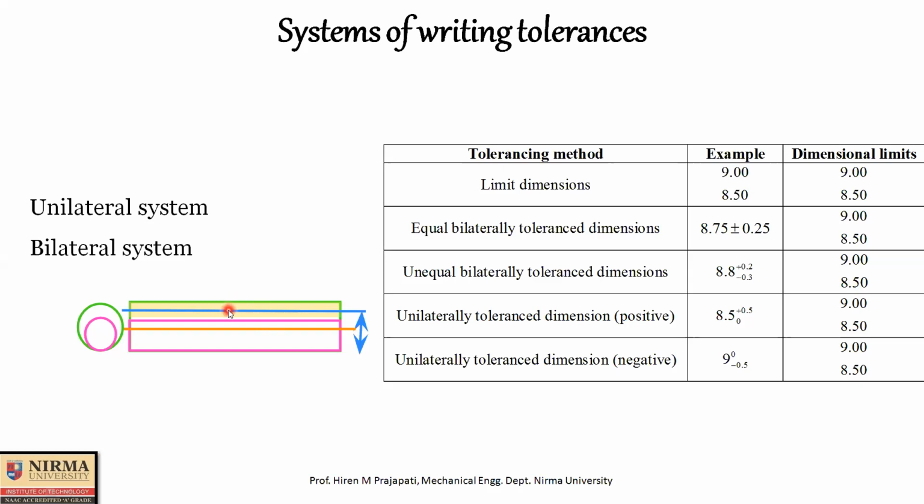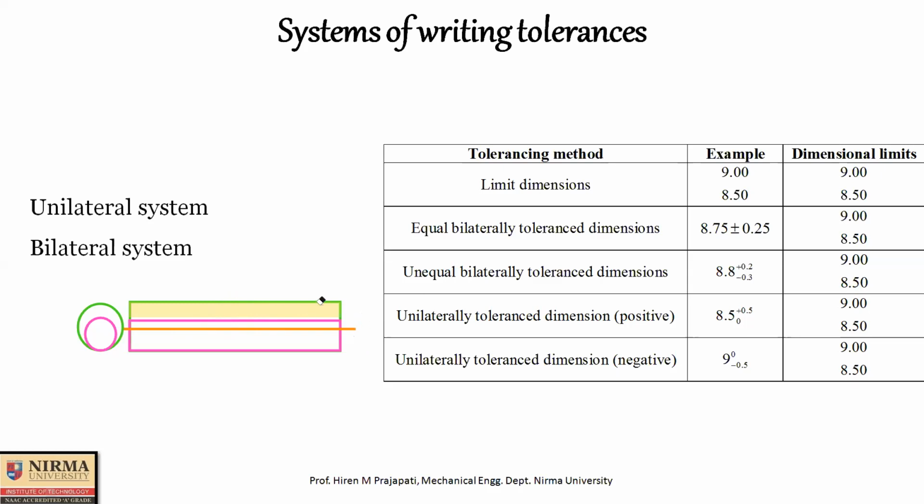Next is the unilateral system. When we call it a unilateral system, if you consider this orange line as your basic size line, then the entire tolerance zone is above the basic size line. Now let me remove this blue line.